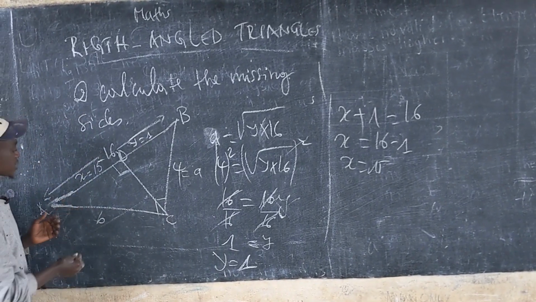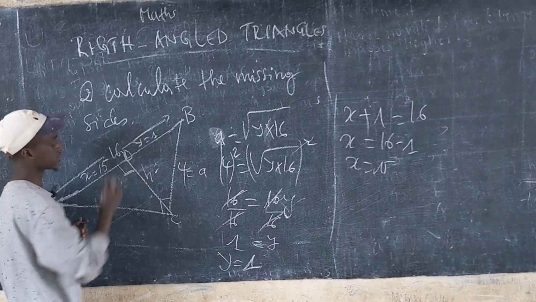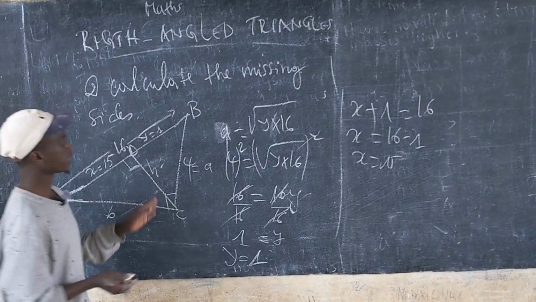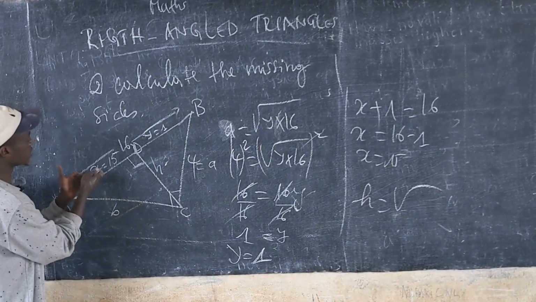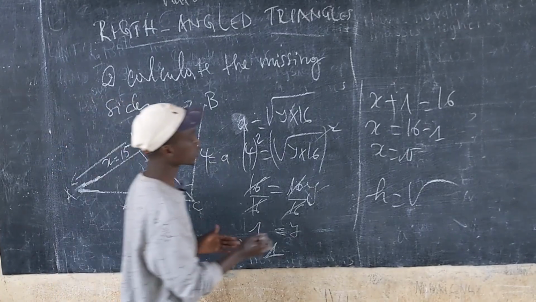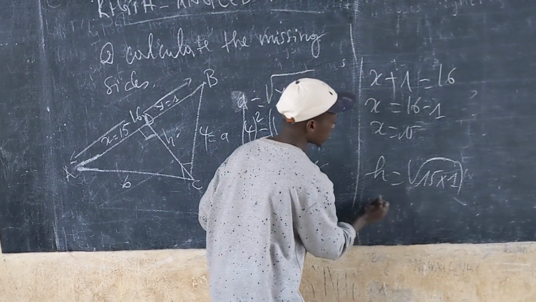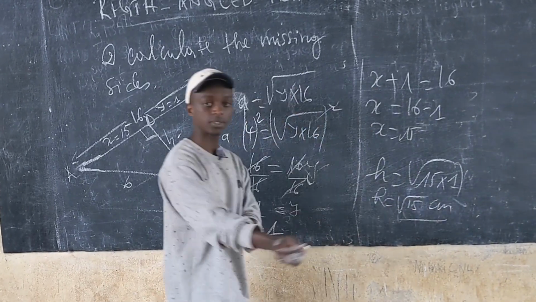So if someone asks you how you are going to calculate the value of h and the value of b, it is quite simple. Remember that h must be equal to the square root of this side times this side, which is equal to 15 times 1. The answer is h will be equal to the square root of 15 centimeters.